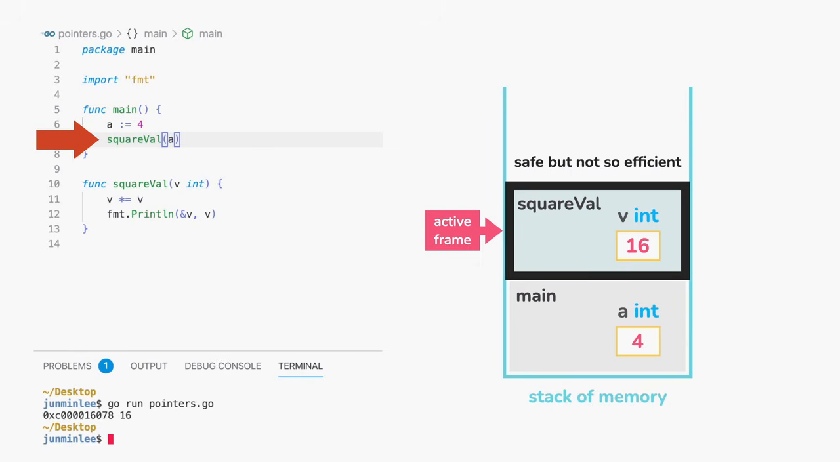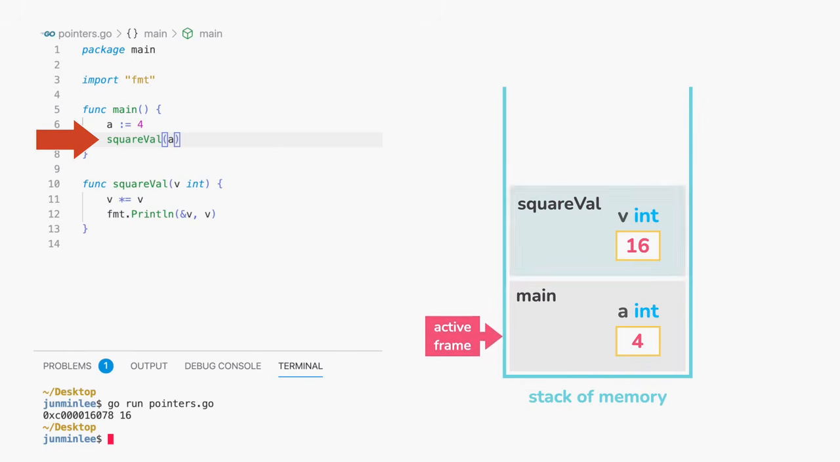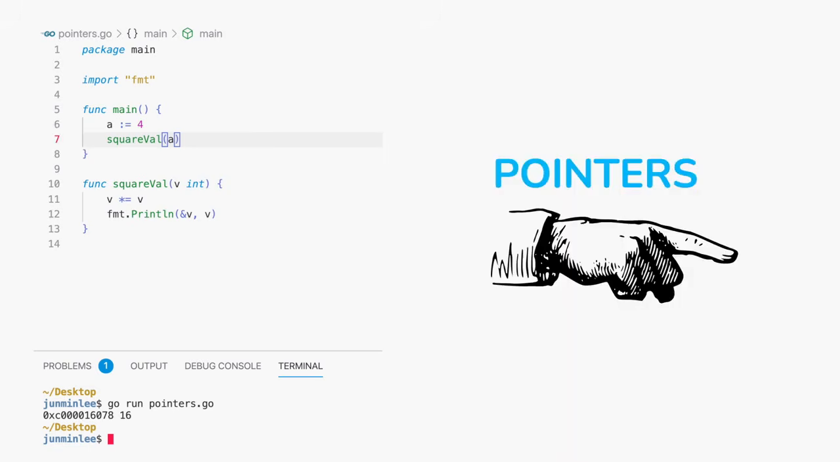But this is not going to be so efficient because we need to copy the arguments each time we make a function call. And right now, when the squareVal function call ends and the active frame goes back to the main function, a will still be 4. But what if we really want to change a itself in the main function? We want to get our hands on a and not just the copy of it. Well, this is where we start talking about pointers.